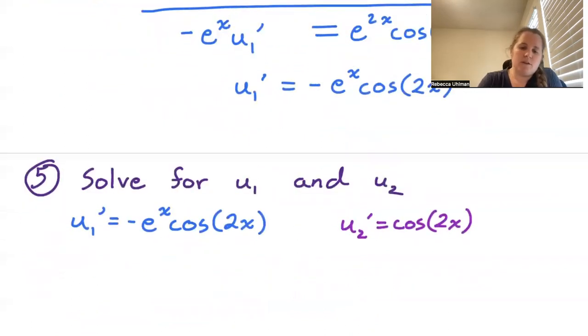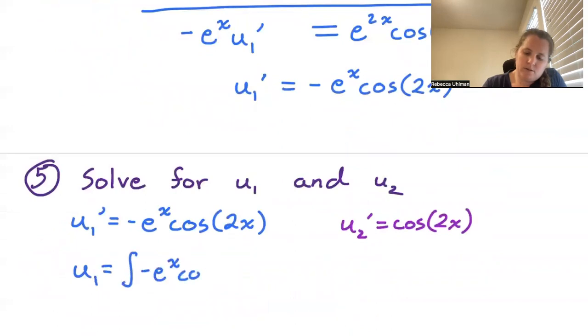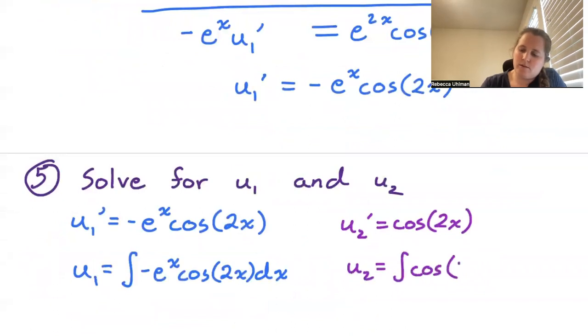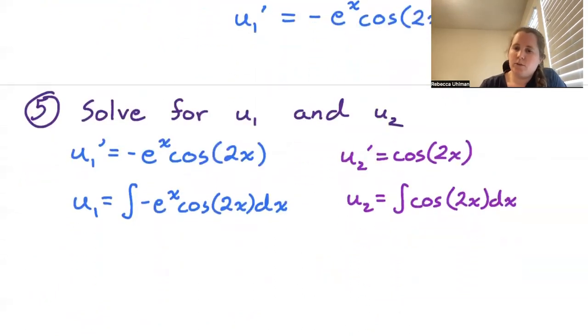So if we integrate both of these, we get that u1 is just the integral of negative e^x cosine of 2x dx. And we get that u2 is just the integral of cosine of 2x dx. So u2 we can quickly find. We just get 1/2 sine of 2x plus c2.